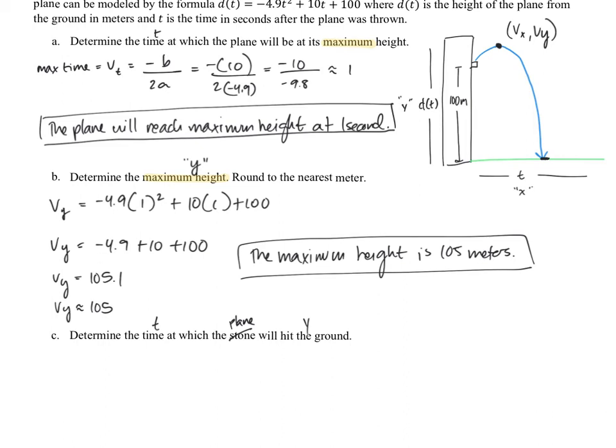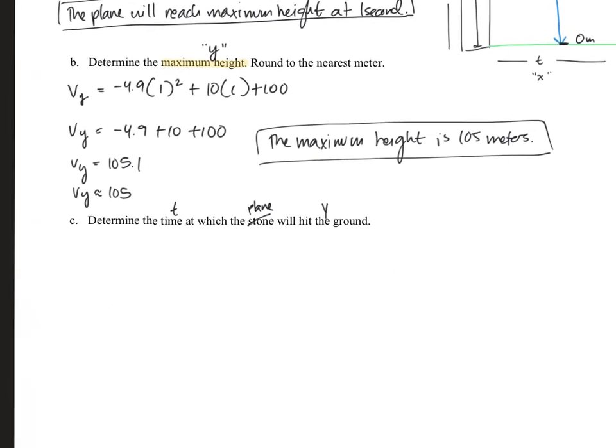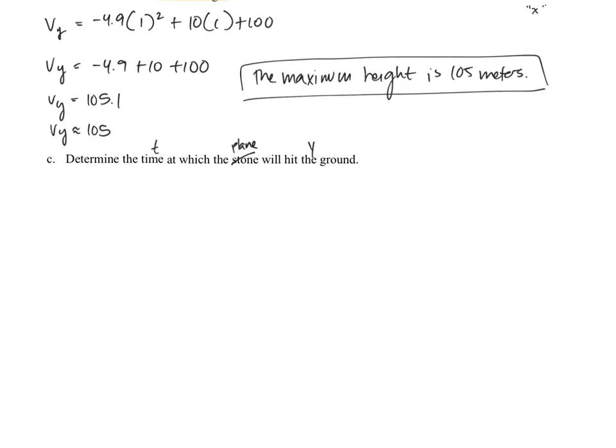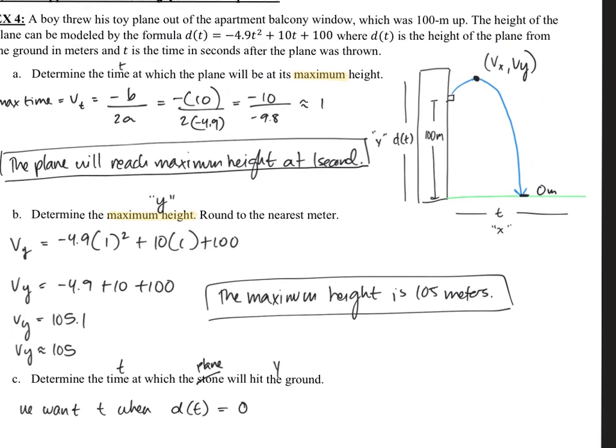We don't know when, but we do know the height. And the height is 0 meters. Because when you're on the ground, face down, how high off the ground are you? You're not off the ground at all. You're on the ground, right? There is no height. 0. So the plane will hit the ground. We don't know when, but we know the height will be 0. So we want the time when d of t is 0, because the height off the ground is 0.